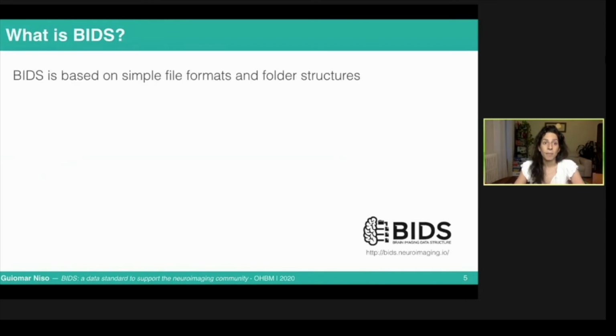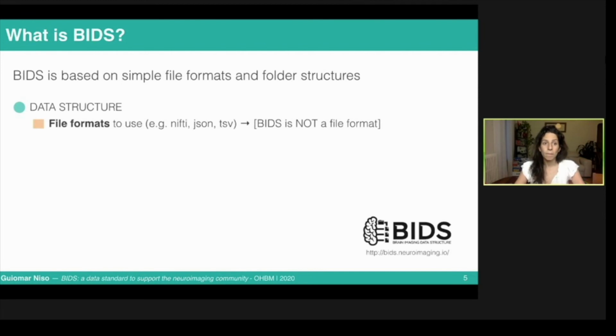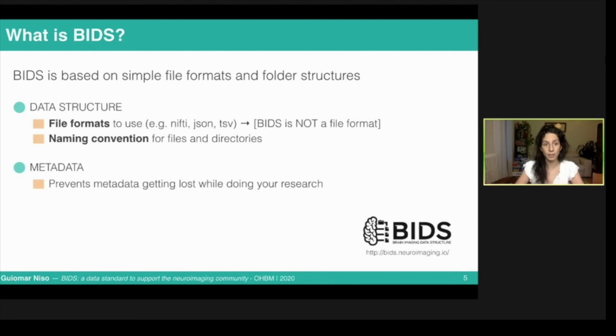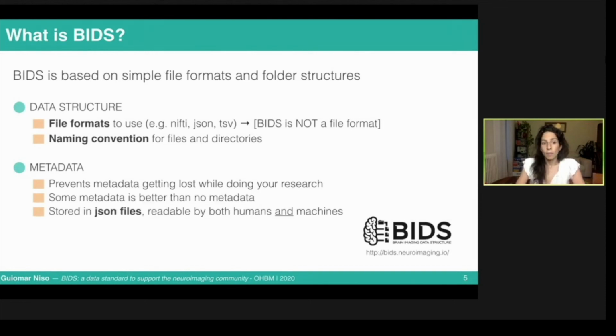What is BIDS? BIDS is based on very simple file formats and folder structures. BIDS is not a file format, but it specifies which file formats to use, for example NIfTI, JSON, or TSV files. It also specifies the naming convention for files and directories, which is very important too. It prevents your metadata from getting lost while doing the research. Metadata is stored in JSON files, which are readable by both humans and machines.